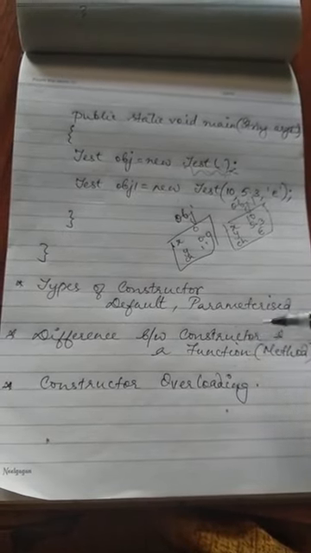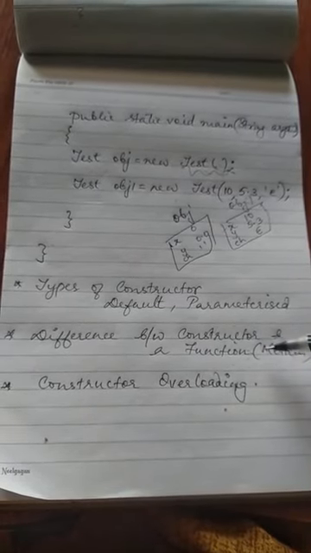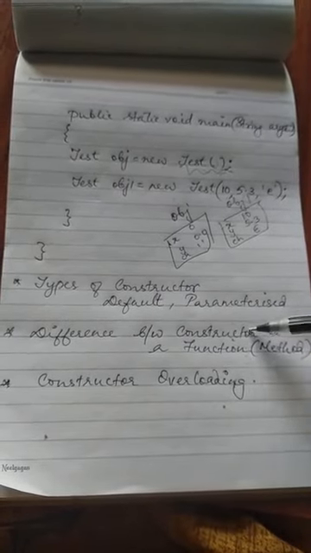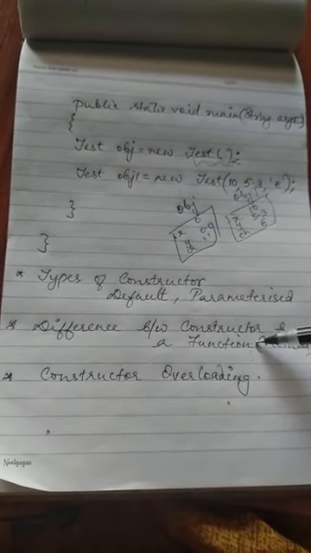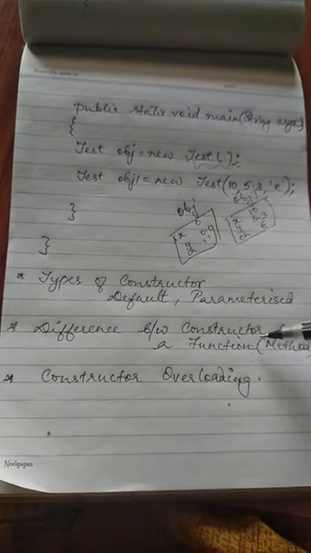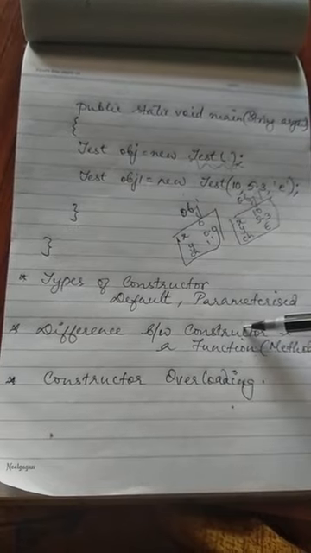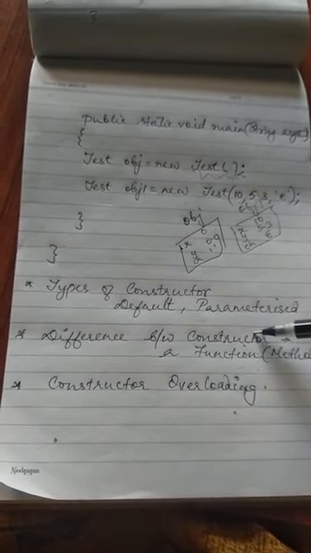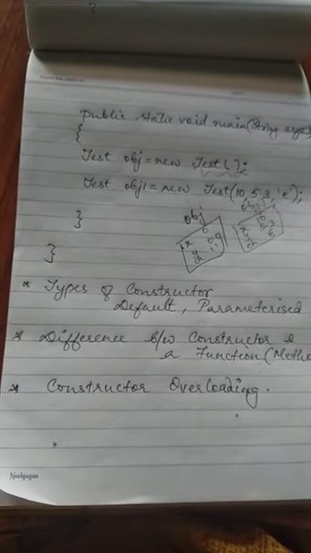Second point, a constructor has no return type, not even void, but a function should have a return type, at least void. Then a constructor is used to create objects of a class. It is used to initialize objects with legal initial values, whereas a function is used to perform a particular task. A function contains a set of statements which are used to perform a particular task. Then a constructor is automatically called at the time of object creation. We need not call the constructor separately. It is automatically called at the time of object creation. But a function has to be explicitly called. We have to call the function by ourselves.